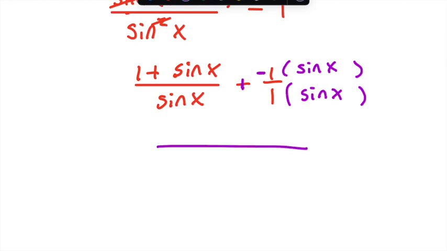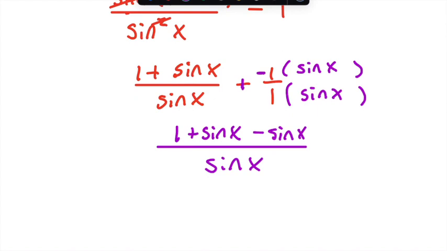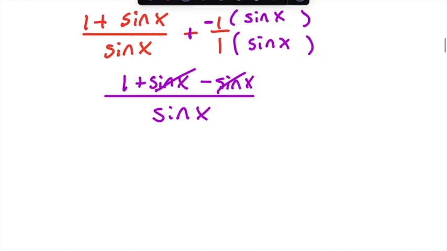So think about this. Now that you've got a common denominator, we've got 1 plus sine of x minus sine of x, and then all over sine of x here. Since this sine x is not being multiplied by anything, what can actually happen to the two sine x's up there? They can combine and cancel out, which means you're left with just what in the numerator?